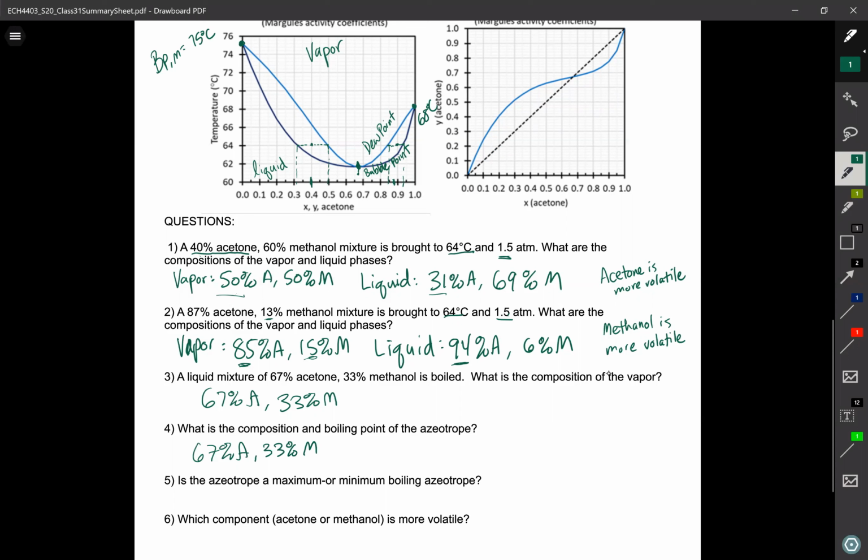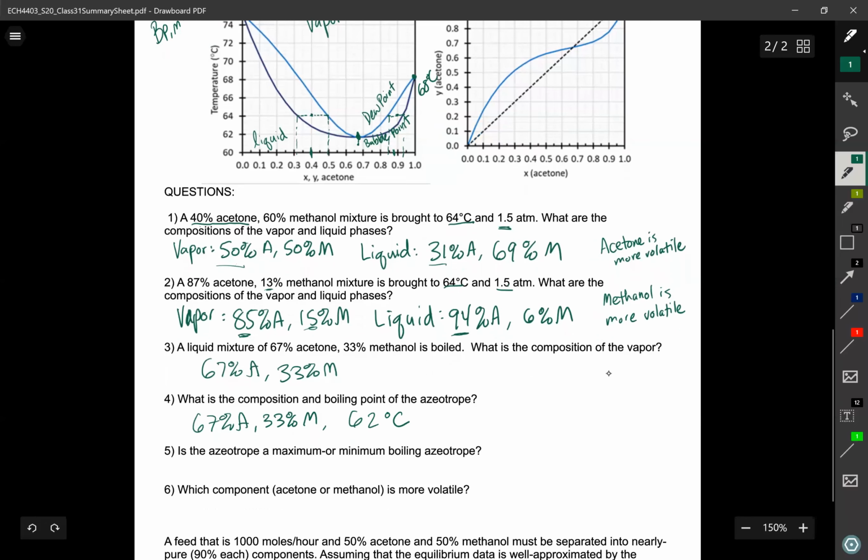Curiously, we brought this mixture to 64 C, which is below the boiling points for both pure components, and yet we still have equilibrium forming. So that's a little bit of a weird thing here. The boiling point of the azeotrope is 62 degrees C.